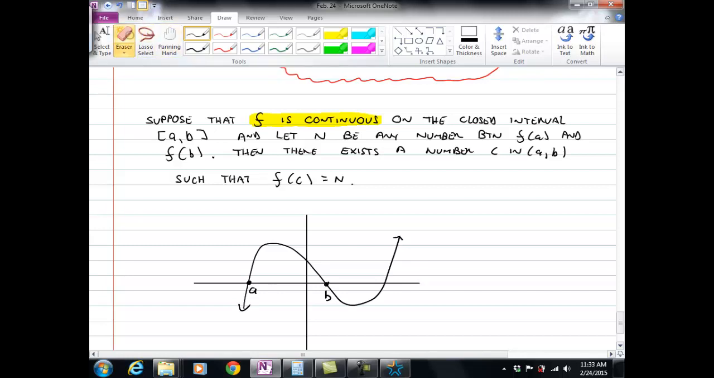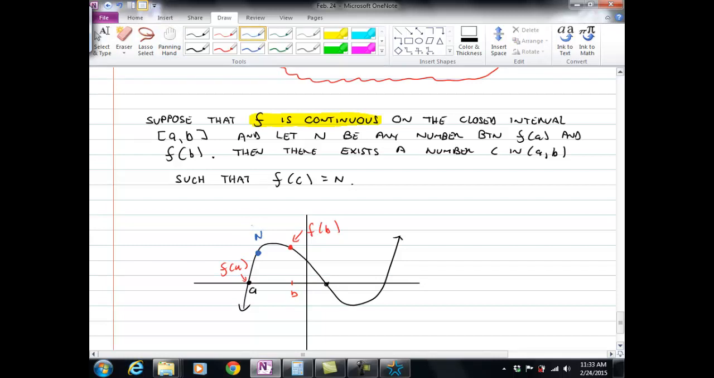Actually, I'm going to change it up. This is a bad example. I'm going to change B to be here. We'll call this B. They're going to say this: let n be any number. So this point is f(a). This point is f(b). So it says n is any number between f(a) and f(b), somewhere between. Doesn't matter where. Choose a third point. We'll call this point N.